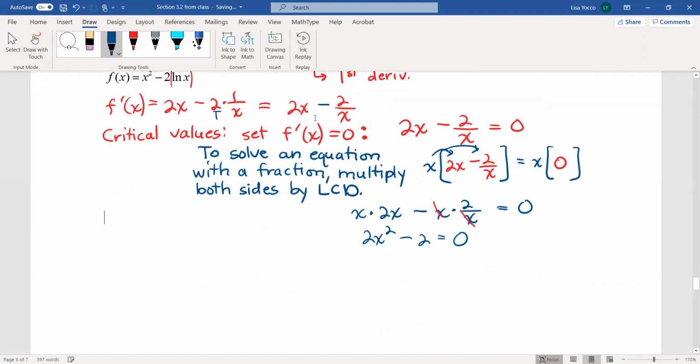Okay. This is a quadratic equation. I'm going to solve it using the square root method. So divide both sides by 2 gives me x squared equals 1. x will be the plus or minus square root of 1. Whoops.